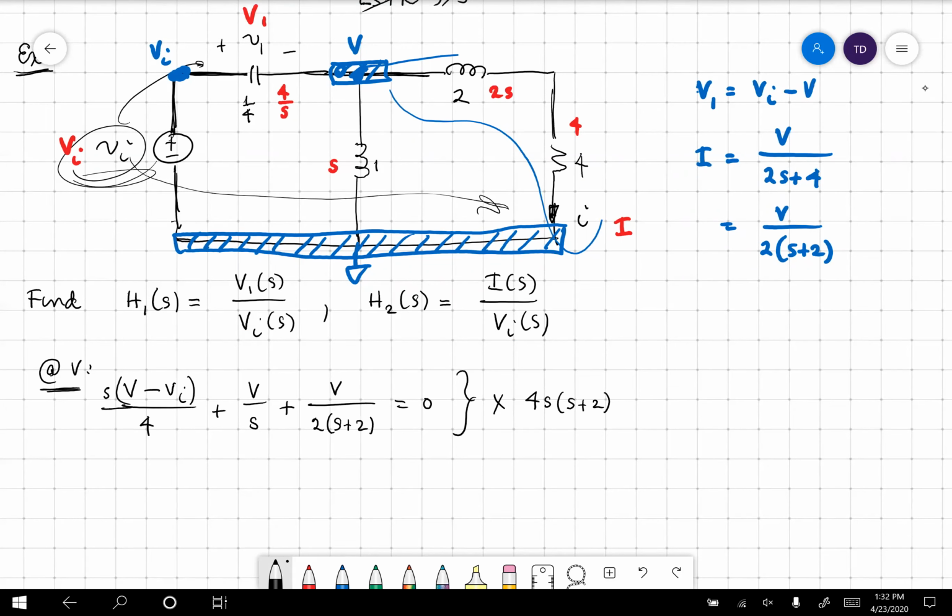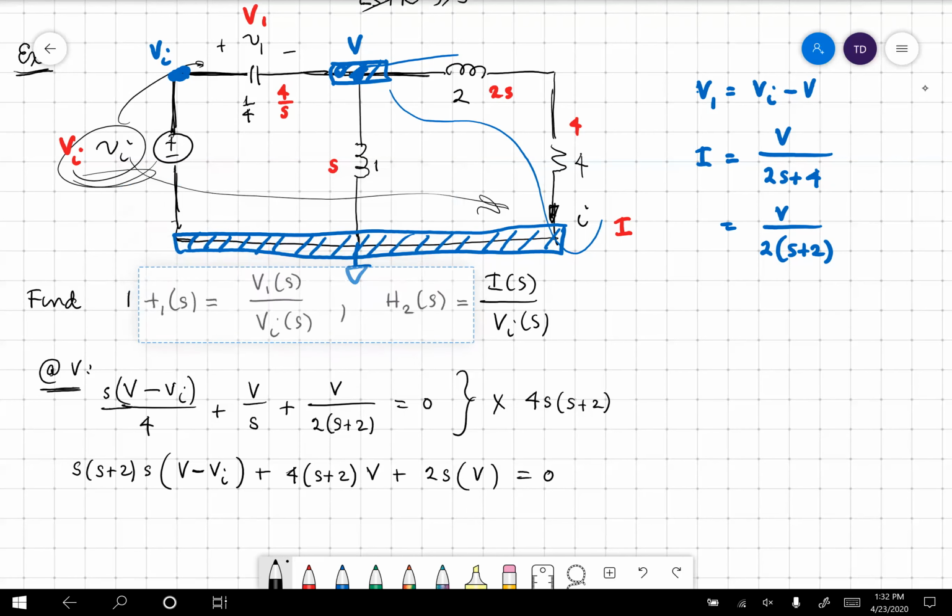All right, let's do that. So when I multiply the first term, the 4 will cancel, but I'll end up with an S plus 2 times another S, all times V minus VI. The next one, the S cancels, that leaves me 4 times S plus 2, and that multiplies V. And then finally, the S plus 2 cancels, I have an S, and I have a 2 left, so it's 2S times V. Sum those up, they're equal to 0. I'll move that.